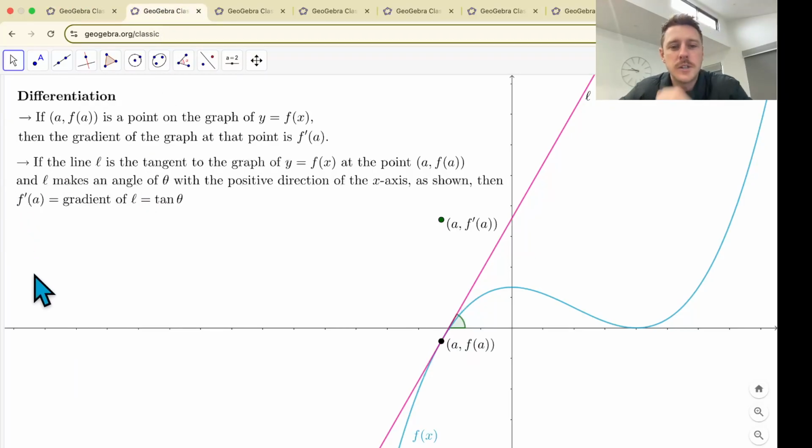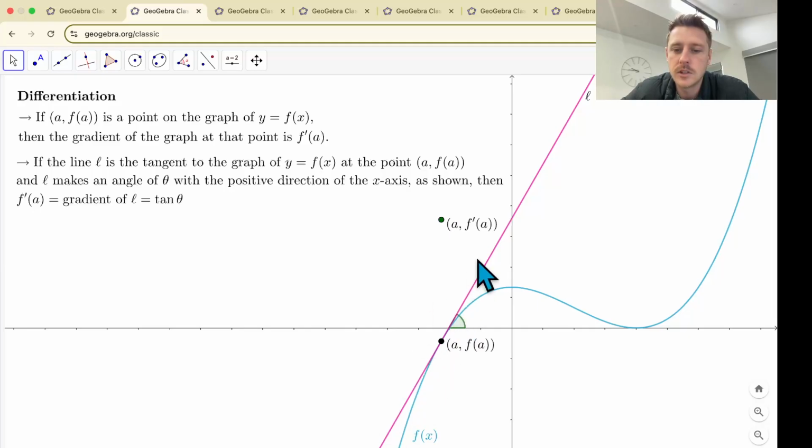If we look at differentiation as sort of big picture, it's basically saying if we have some point A, that's at the point A f of A. So this blue function is the function f of x. And if we have some point on that function that's at the point A, then the y value at that point is just f of A. And then what we're saying is the gradient of the graph at that point is f dash of A.